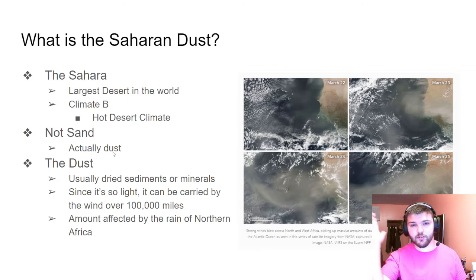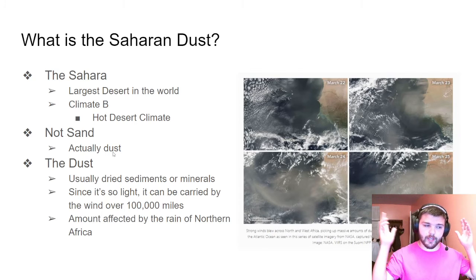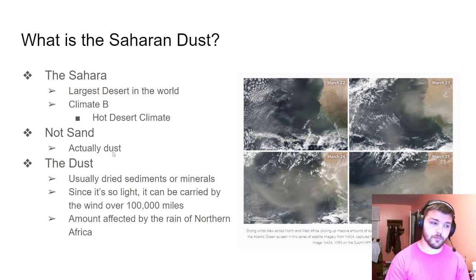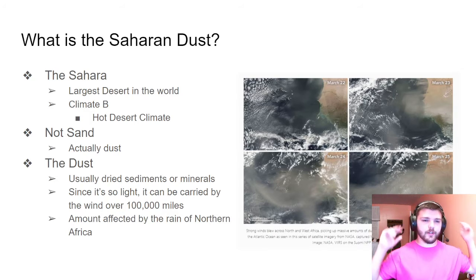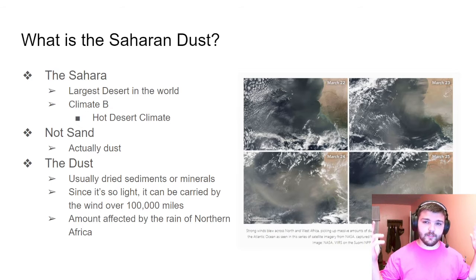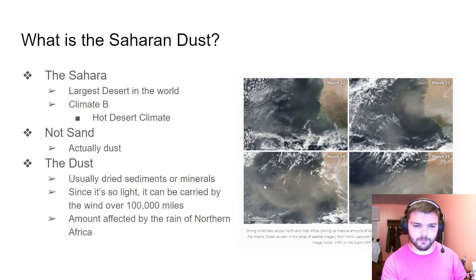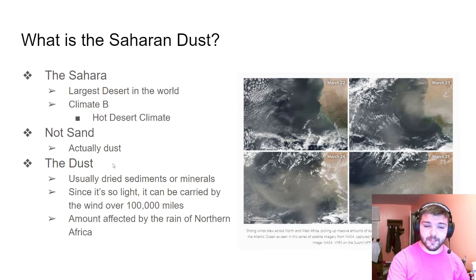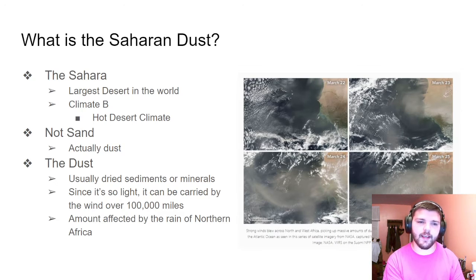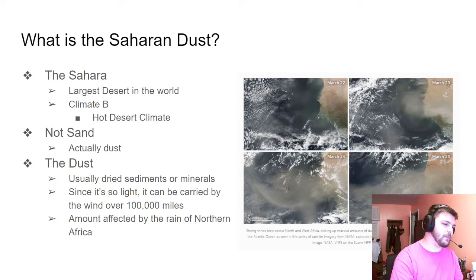When you think of a sandstorm, you might be thinking of it because you've heard it before, whether it's a move from a Pokemon or something you've known from geography. You think of it as a sandstorm, but this isn't actually sand. This dust is usually dried sediments or minerals, like those clear beads you sometimes see in the sand, but smaller.